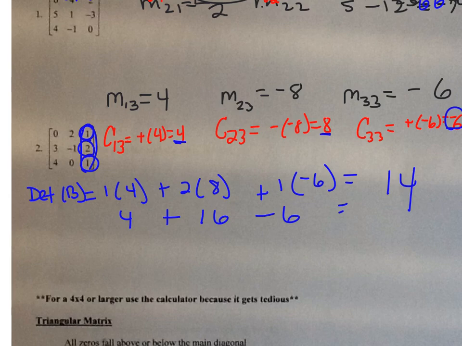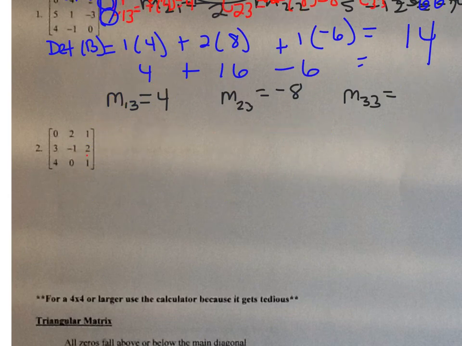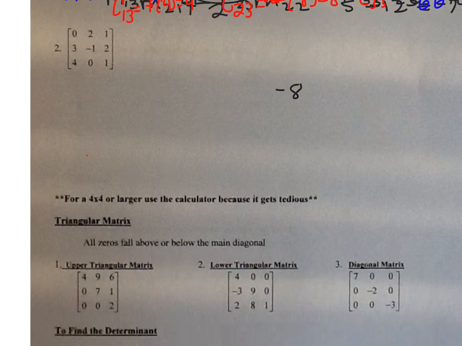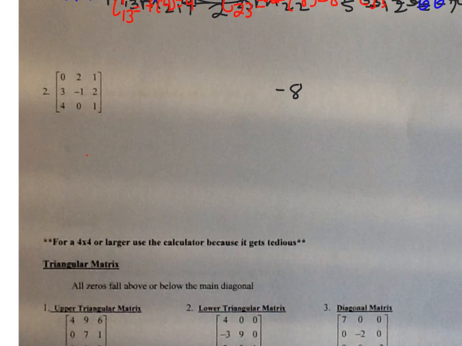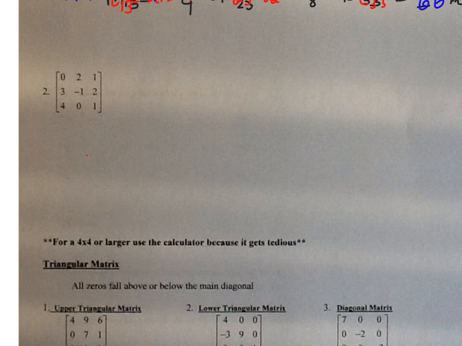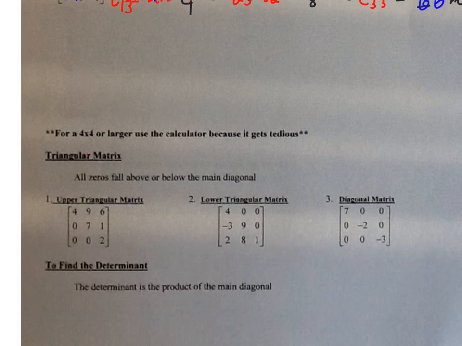Okay, last couple of things. If you have a 4 by 4 matrix, you can do all this with the minors and the cofactors, but obviously it gets very tedious, so just use your calculator for that.